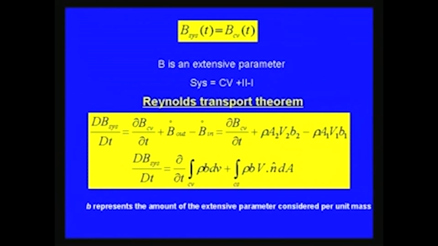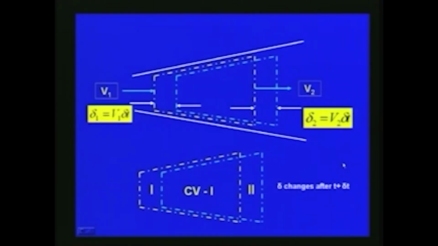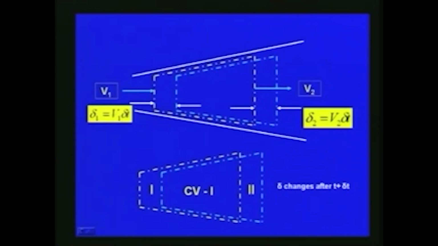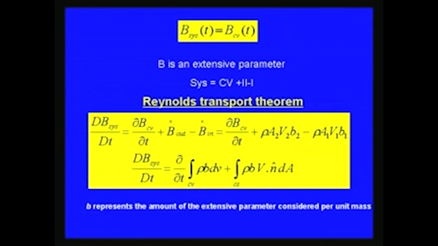So, finally dB system by dt can be represented as del B CV by del t plus rho A2 V2 B2 minus rho A1 V1 B1, where rho is the density of the fluid which we are considering here, A2 is the cross sectional area at section 2, A1 is the cross sectional area at section 1, V2 is the velocity at section 2, and V1 is the velocity at section 1. Finally, we can write this in an integral form.